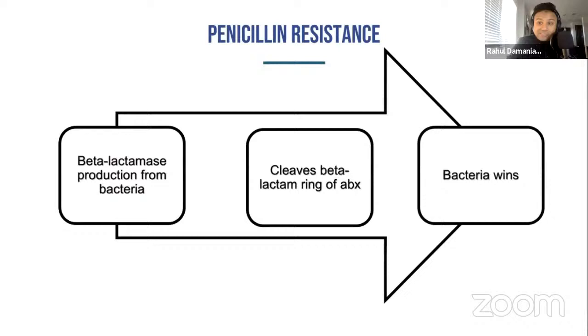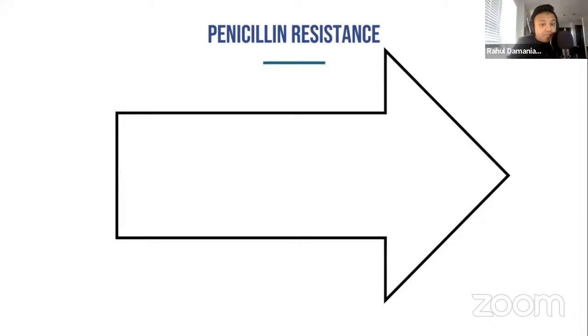There's something called an extended spectrum beta-lactamase, and that's via plasmid conjugation. Gram negatives like E. coli and Klebsiella can give you that extended spectrum beta-lactamase. But this is just one way we've already covered in which bacteria can cause resistance to the antibiotics. Another way is going to be that mutation in PBP, which we talked about with MRSA.